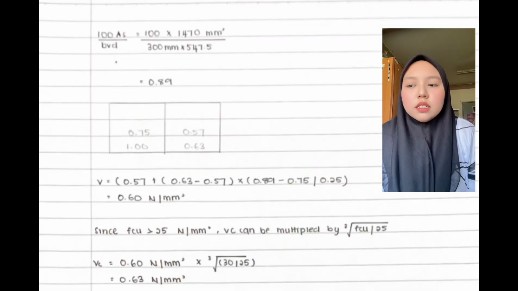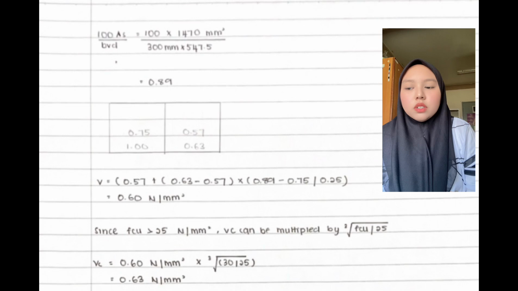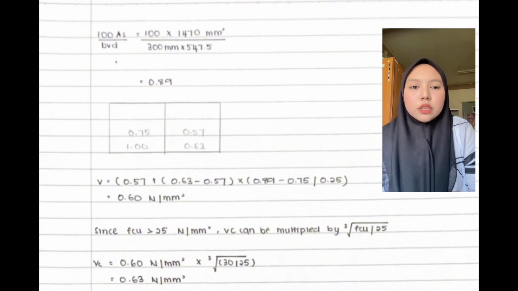So 100 AS over BVD. So 100 times 1470 mm square divided by 300 mm times 547.5. So 0.89. So for V, 0.57 plus 0.63 minus 0.57 times 0.89 minus 0.75 over 0.25. So the answer is 0.60 N per mm square.